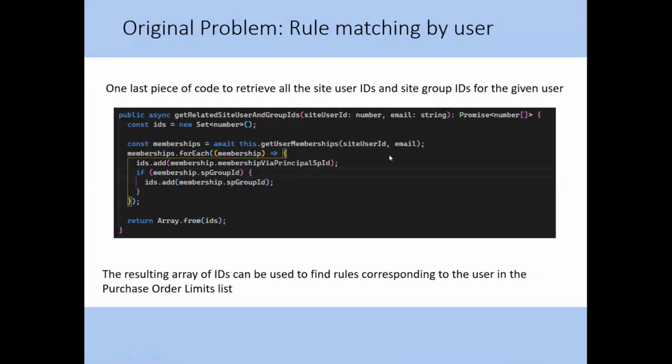Using this last piece of code, we can now retrieve an array of all the site user and group IDs for a member of staff. So armed with these IDs, it's now possible to examine the rules in the purchase order limits list and filter those which apply to a particular staff member.